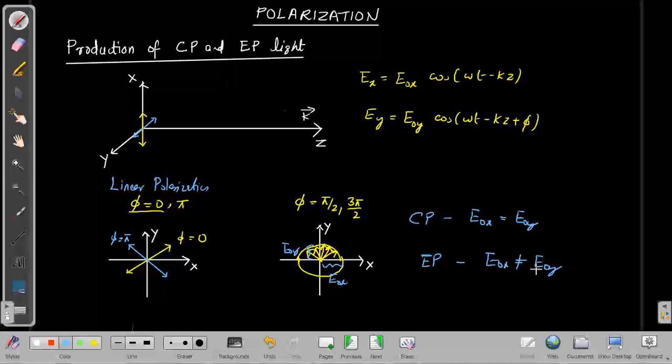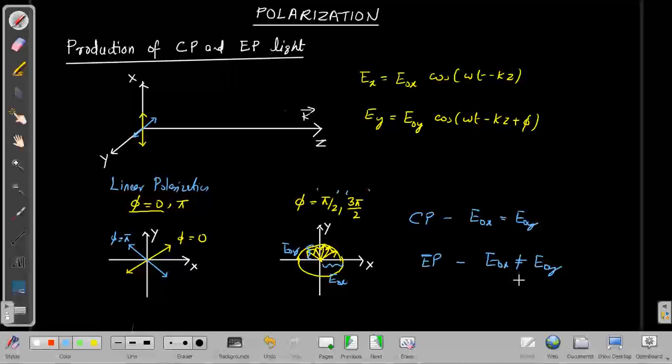So that means, to get the elliptical or circular polarization, the first thing is there should be some phase difference between the x oscillation and y oscillation. The x direction electric field and y direction electric field must have a phase difference of pi by 2 or 3 pi by 2. That's the first thing. And in order to get circular polarization, the amplitudes must be the same, and for elliptical polarization, the amplitudes must be different. Okay, so this is the theory. I think we have already discussed this theory, the circular polarization and elliptical polarization.